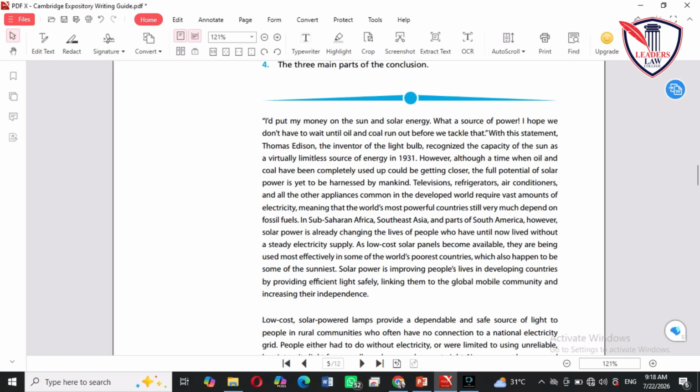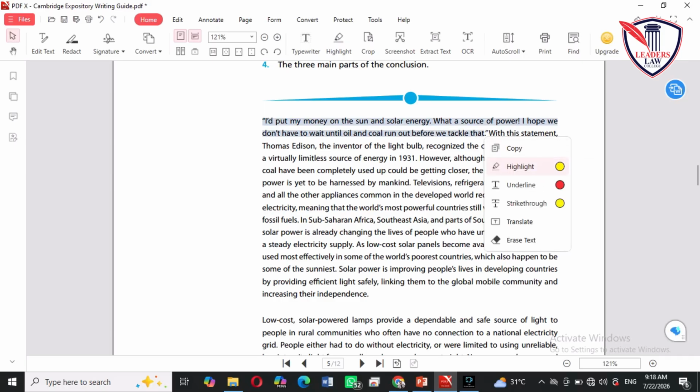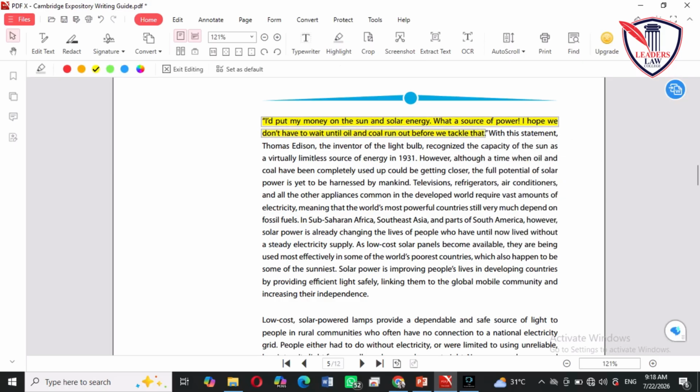What a source of power. I hope we don't have to wait until oil and coal run out before we tackle that." So you see, this is the hook of this essay. And this is basically a quotation from Thomas Edison.